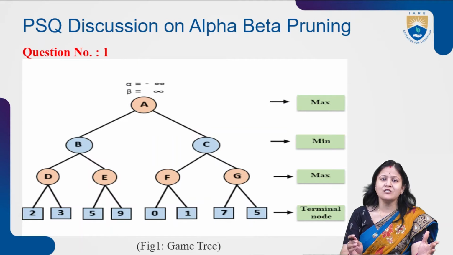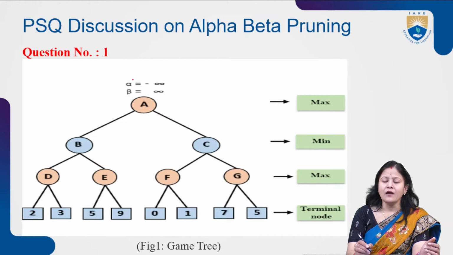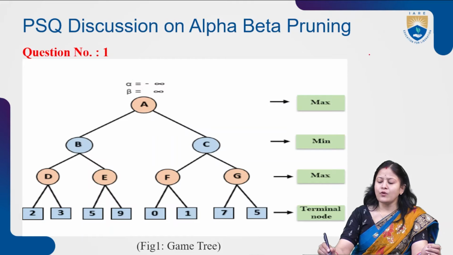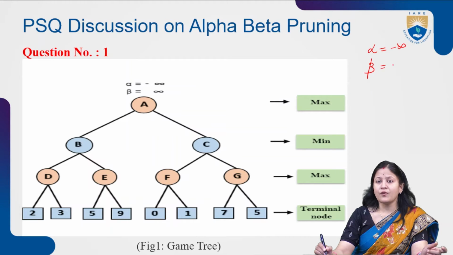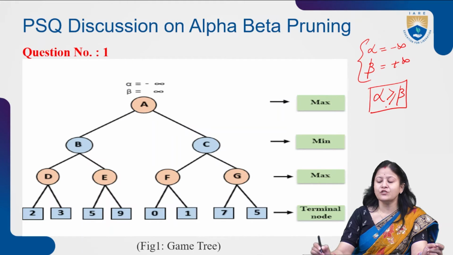To solve this problem, initially we have to assign alpha and beta. Here we are considering two parameters: alpha, whose worst case value is minus infinity, and beta, the parameter for the min player, whose worst case value is plus infinity. We need to initialize these first. One condition is alpha is greater than or equal to beta. We have to check this condition for all the nodes. If the condition is satisfied, we have to cut that branch.